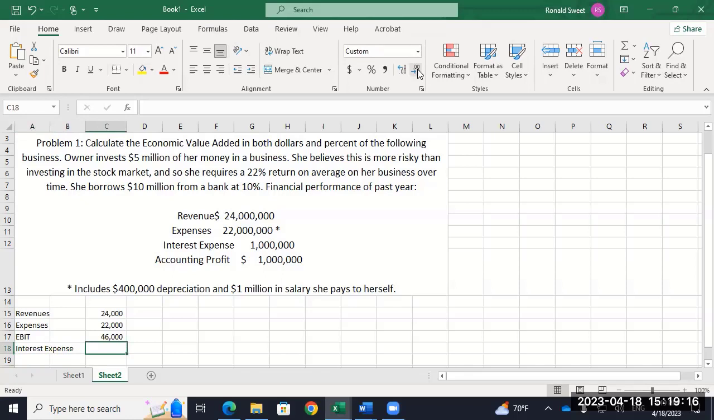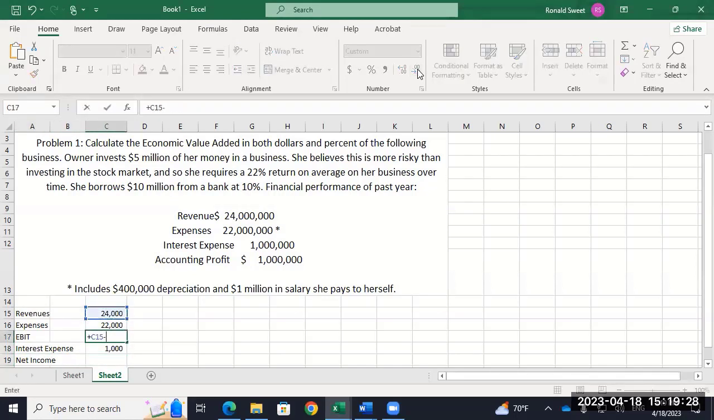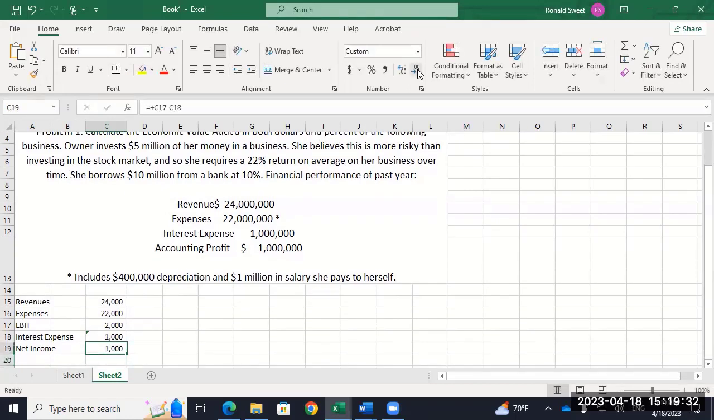Our interest expense is what? $10 million from the bank times 10%, or $1 million, for our net income. Our net income is 2 million minus 1 million. All right, because can y'all see now why people mess up the second problem? I got a lot of really similar numbers there. So be careful.